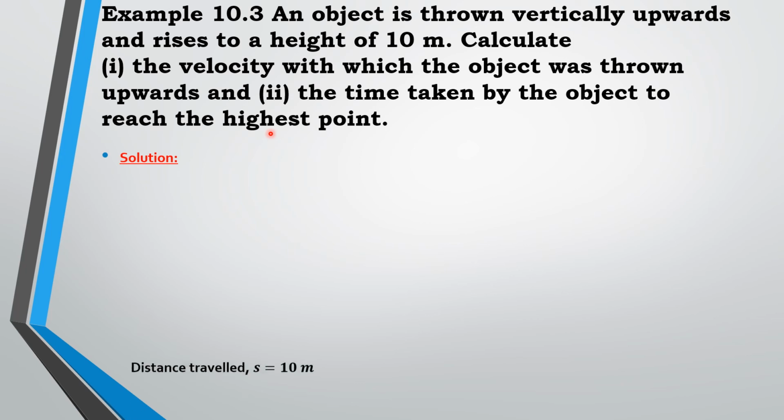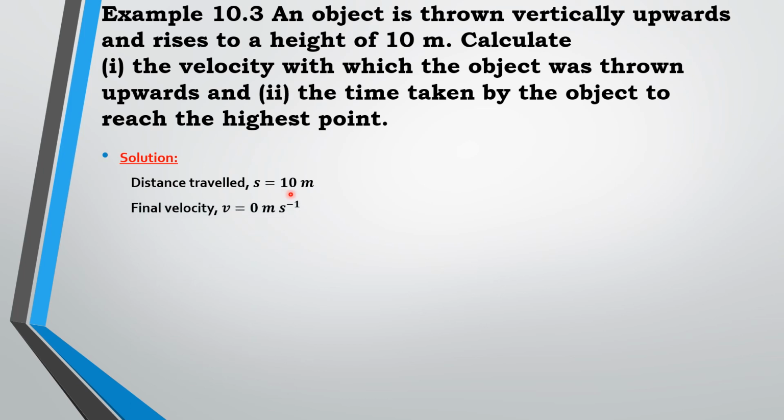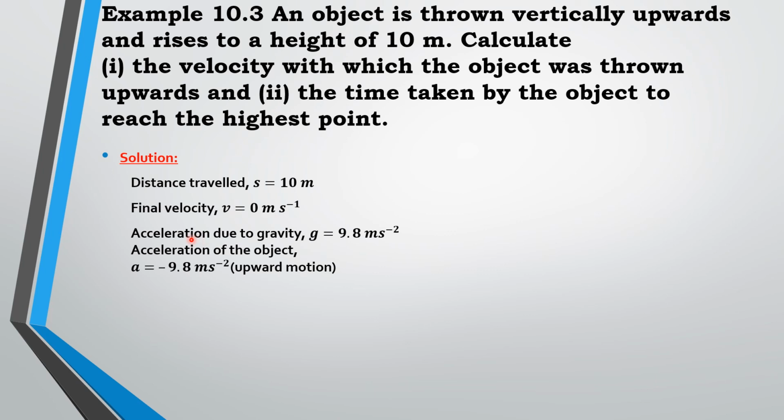So, first of all, we will write what are the given things. The distance traveled s is equal to 10 meter. The final velocity is 0 meter per second, and acceleration due to gravity is 9.8 meter per second square. But here as the object is thrown upward, it would be negative. So here it will become minus 9.8 meter per second square.